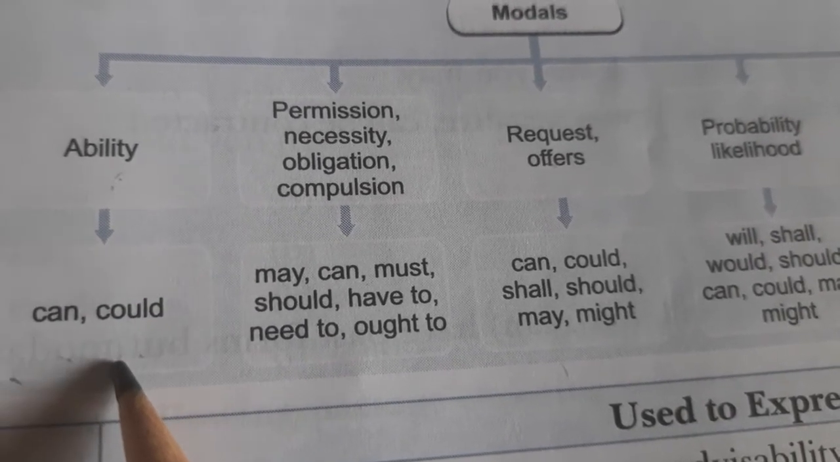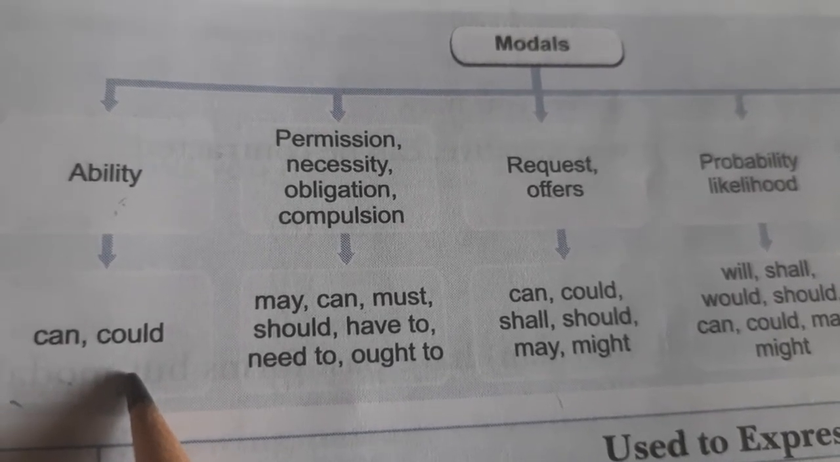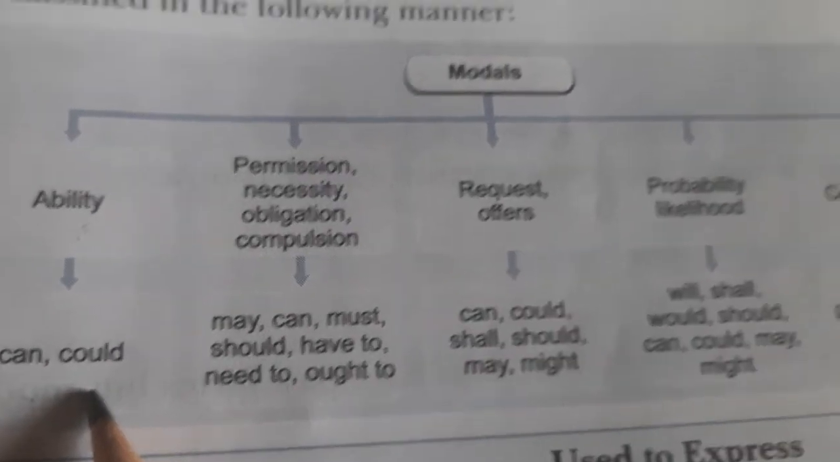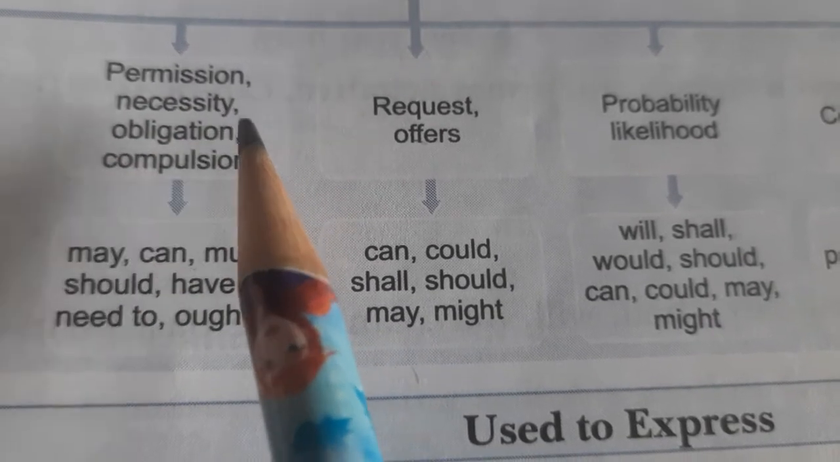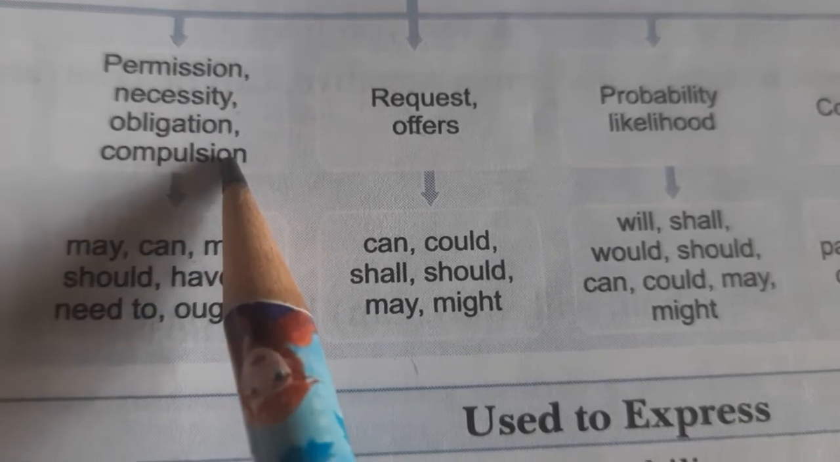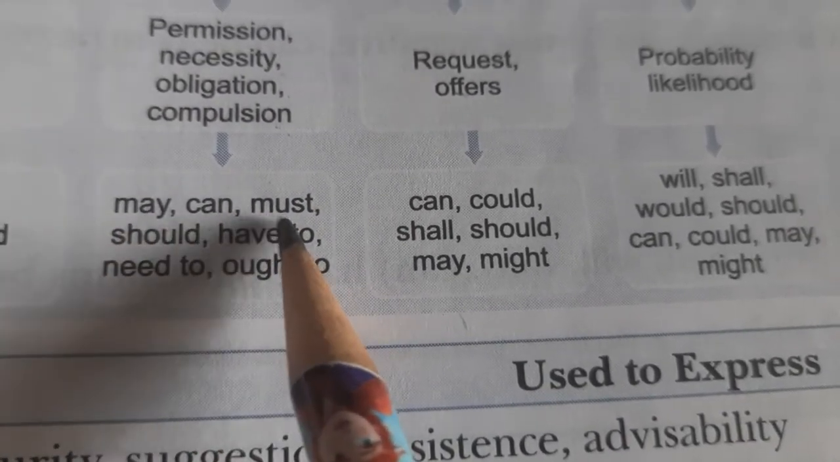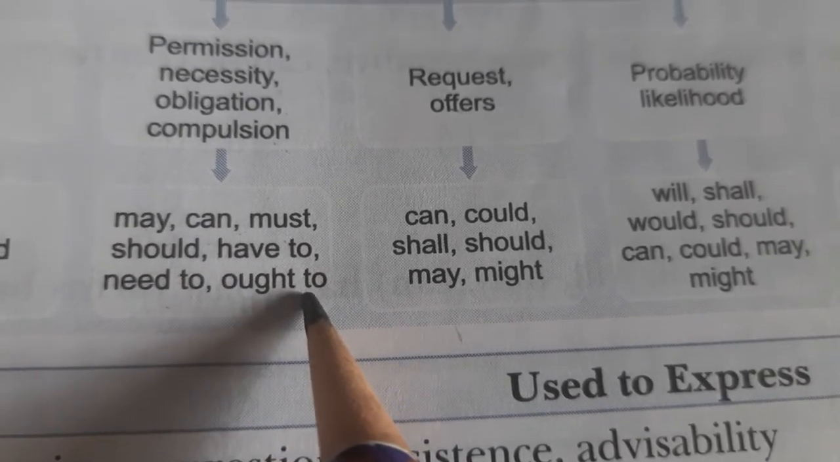Could you please finish this work for me within an hour? That shows that I'm asking about your ability. Could. Next comes permission, necessity, obligation, compulsion. And for all these, what do we use? We can use may, can, must, should, have to, need to, ought to.